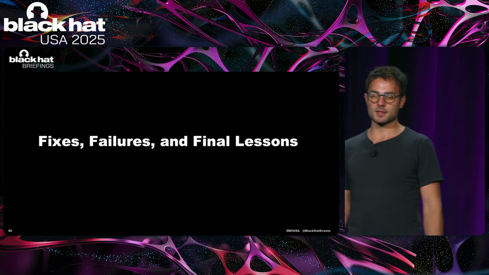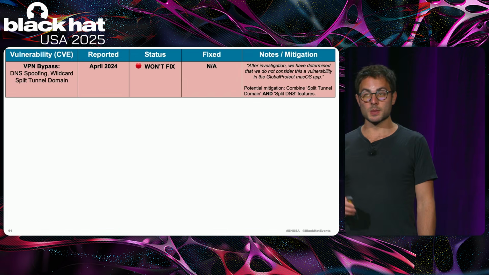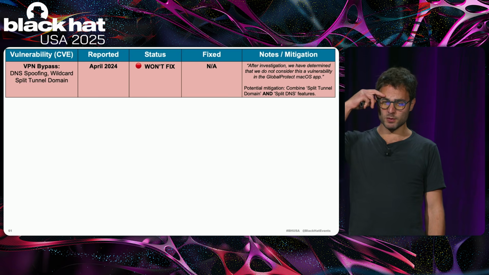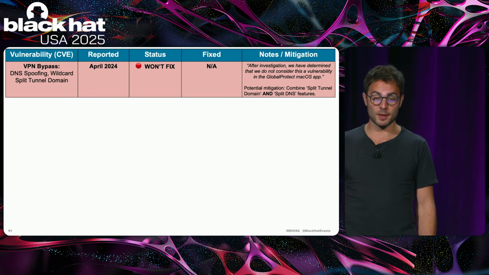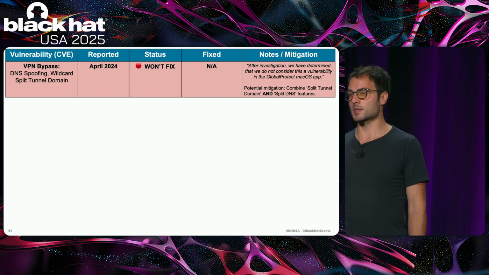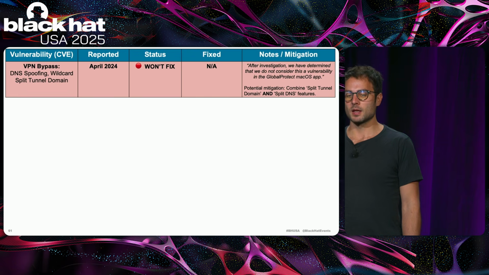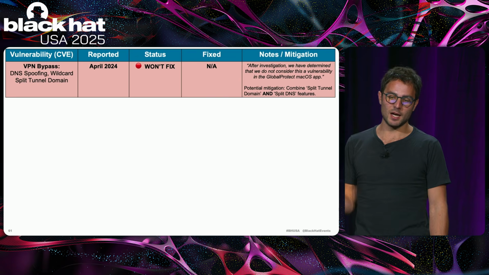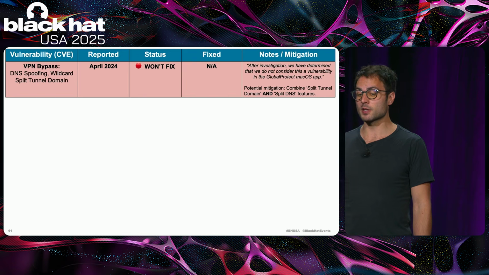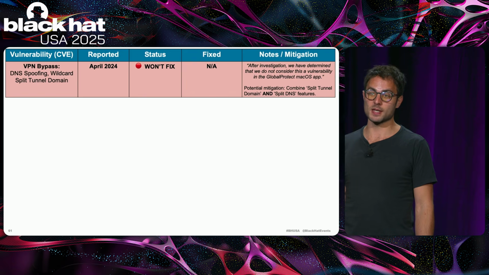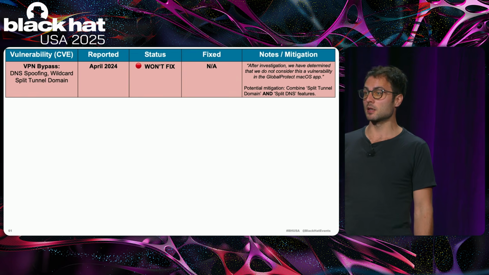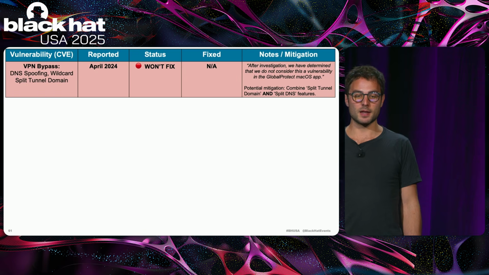Let me tell you what happened next. So we reported all these vulnerabilities to Palo Alto. The first one we reported April last year, which was the DNS spoofing bypass. And that hasn't been fixed. You can actually still do this to this day. Palo Alto said that they do not consider this to be a vulnerability in the GlobalProtect macOS app. So if you have split tunnel set to a wildcard, you're still vulnerable. And it's worth considering.